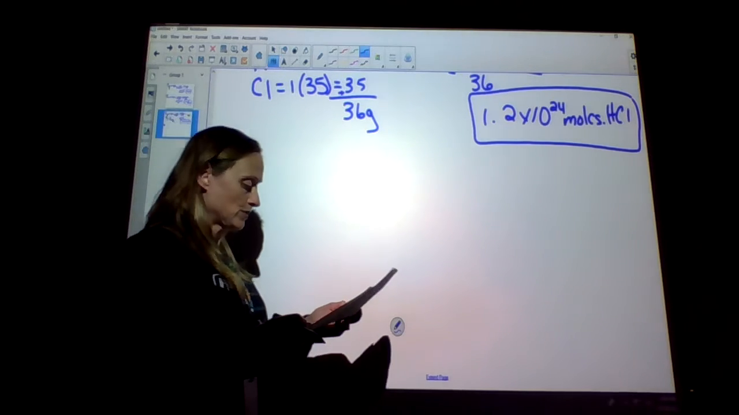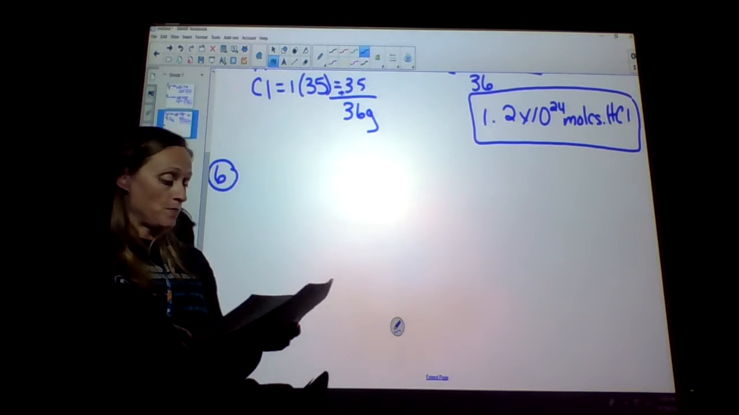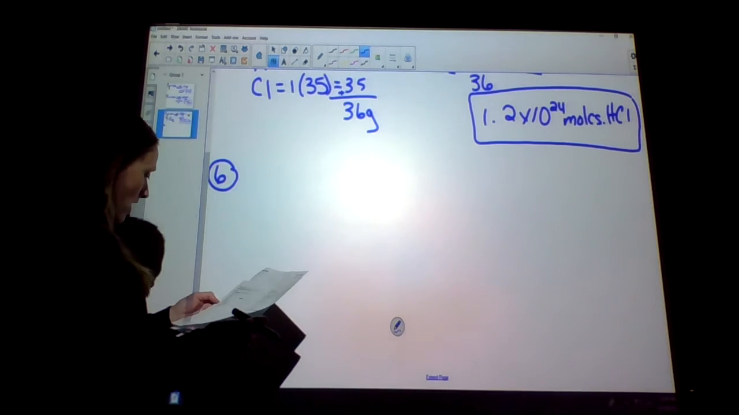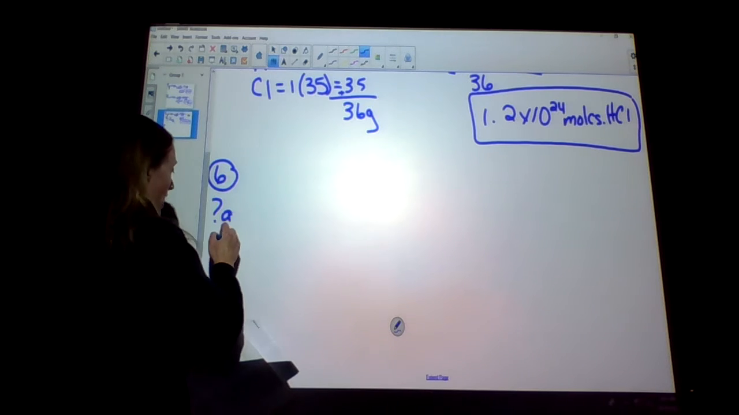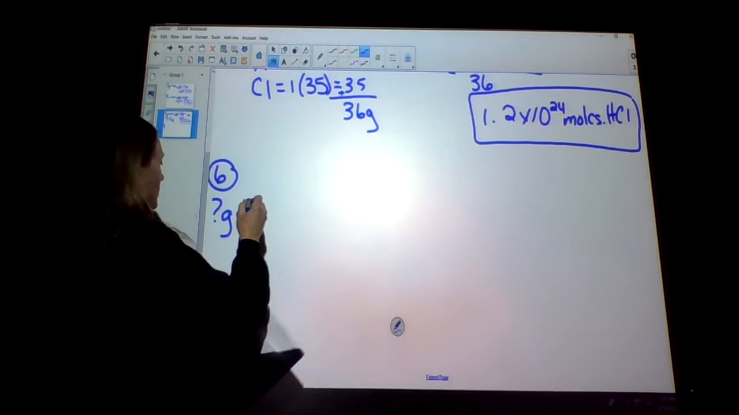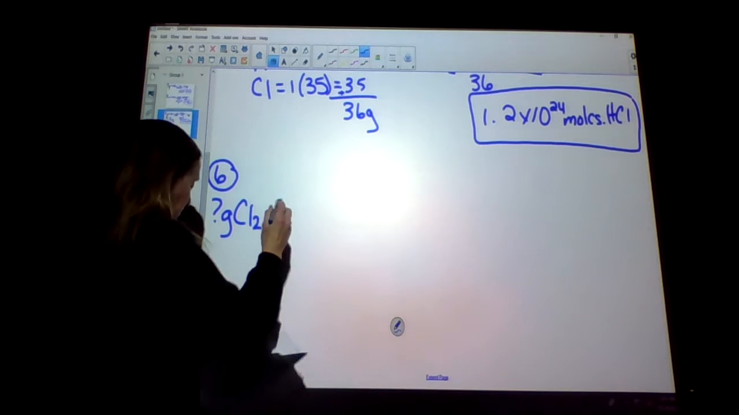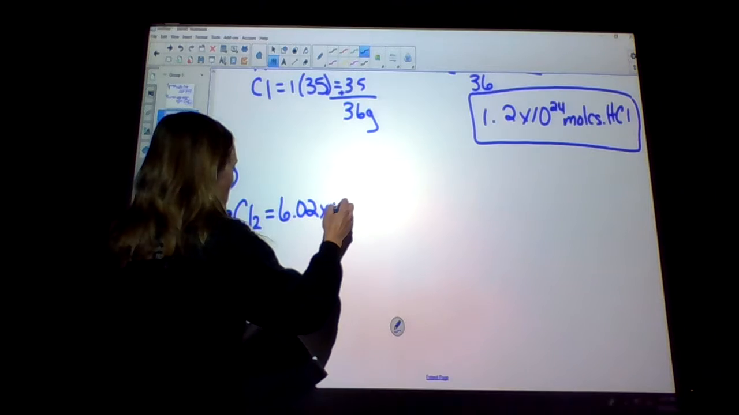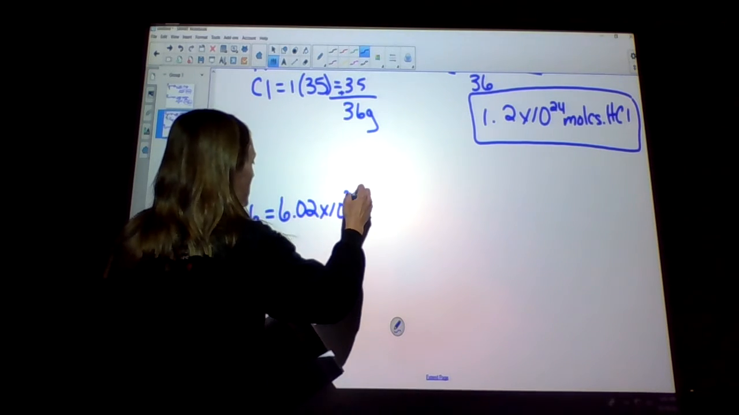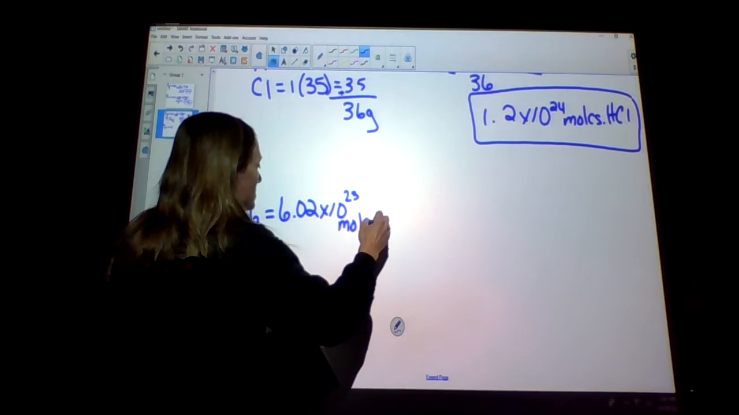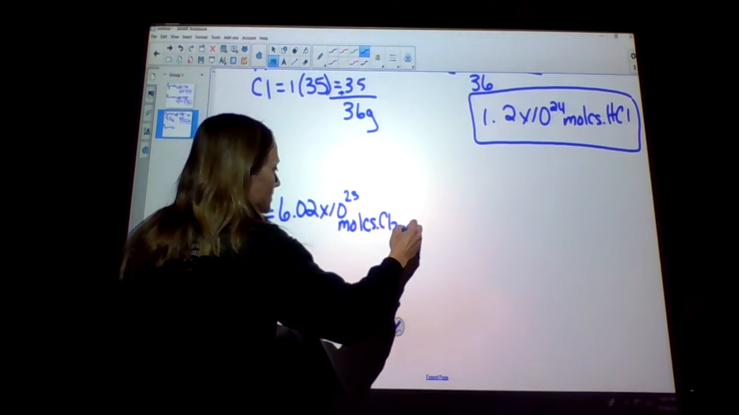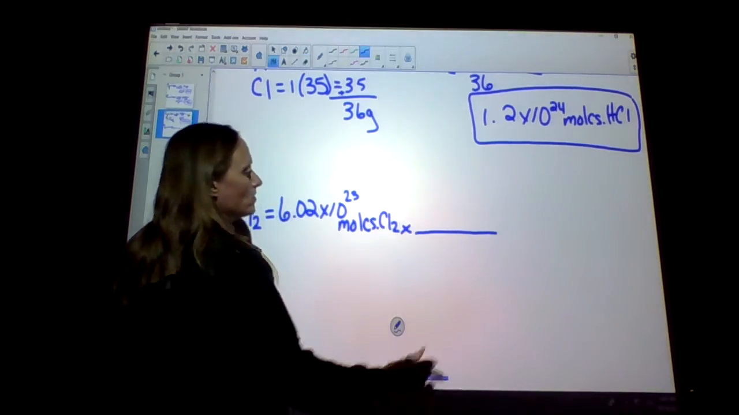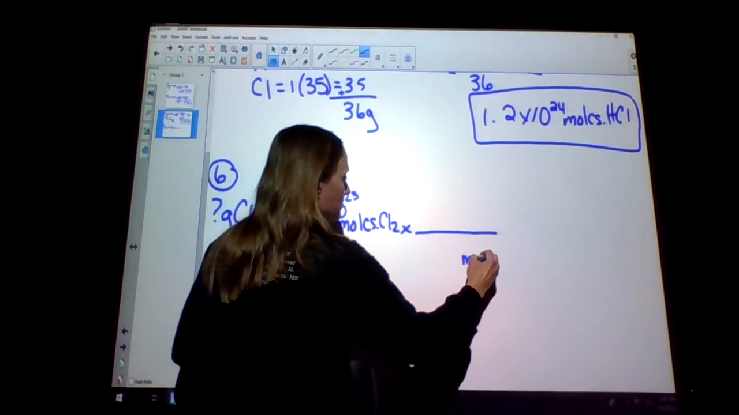For 6 through 10, you're going to convert over to mass. So we're actually going to be going the opposite direction that we did in number 1. We'll go question mark grams, and we are working with diatomic chlorine this time. We have 6.02 times 10 to the 23rd molecules of diatomic chlorine. Just like before, if we want molecules to cancel out, that's going to go down here in the bottom.